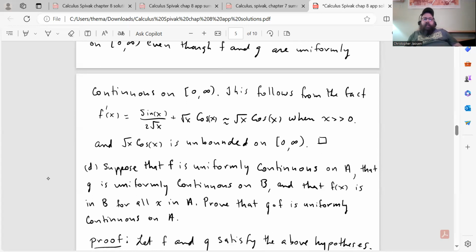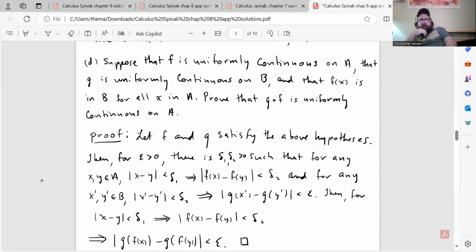And this follows from the fact that if you take the derivative, when x gets very large, it grows like square root x cosine x. And since square root x cosine x is unbounded, there's an infinite number of points where the slopes of the tangent lines get larger and larger and larger. So that function is not uniformly continuous.